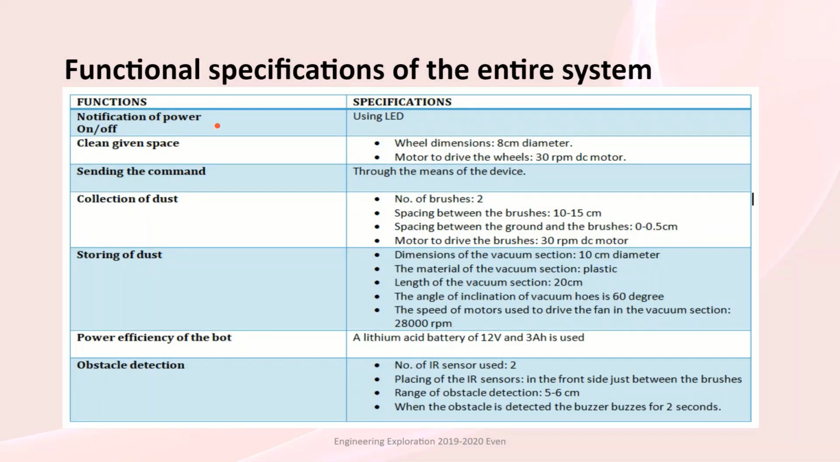Functional specification of the entire system. Notification of power on and off: we are using an LED for the indication of beginning a process and ending a process. The LED remains on throughout the process and will be off when the process gets terminated. Clean a given space: the bot has to move around and clean a given space. Therefore, the dimensions of the wheels are these.